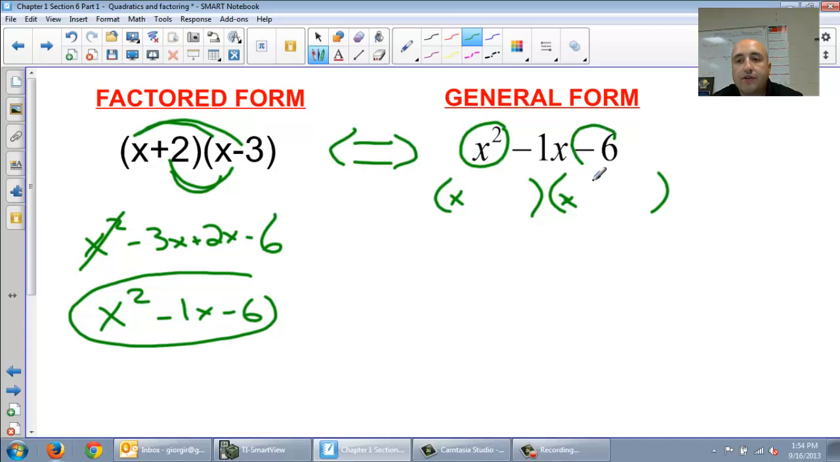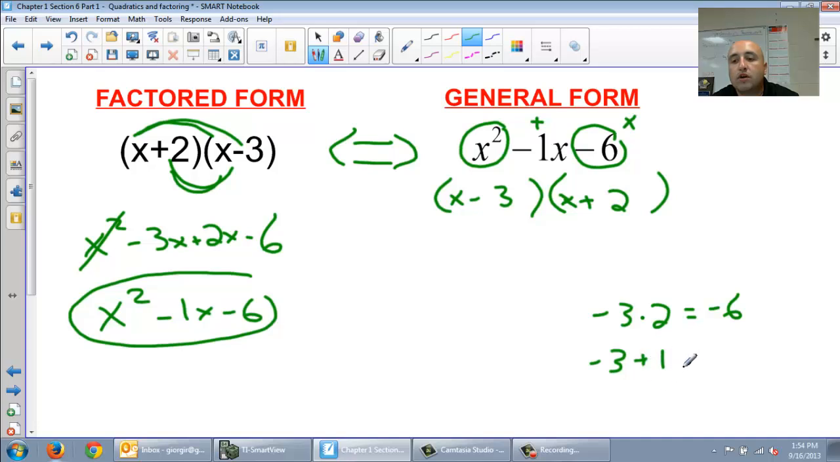What times what? So the two numbers have to multiply to be negative 6, but add to negative 1. What two numbers multiply to be negative 6, but add to a negative 1? Hopefully you can see that that is negative 3 and 2. Negative 3 times 2 equals negative 6, and negative 3 plus 2 equals negative 1. So they have to multiply to be negative 6 and add to be the middle number. Okay? And as you can tell, that is now the same thing as we have here.